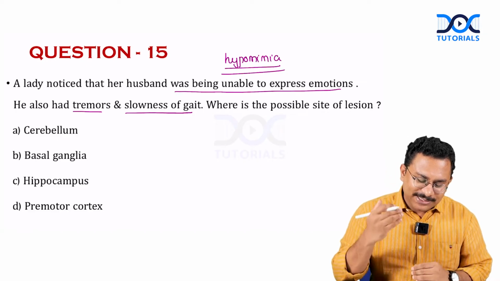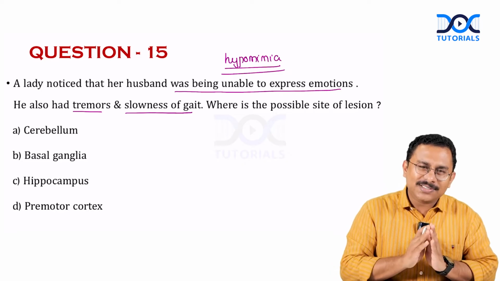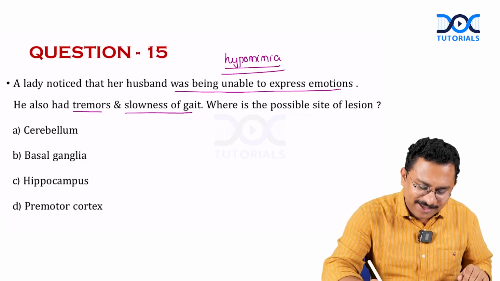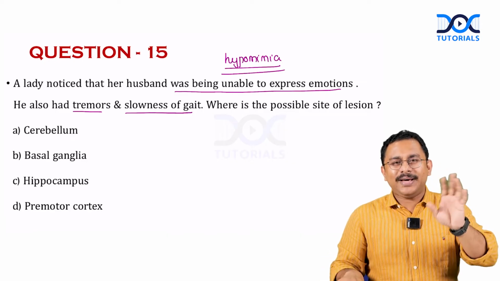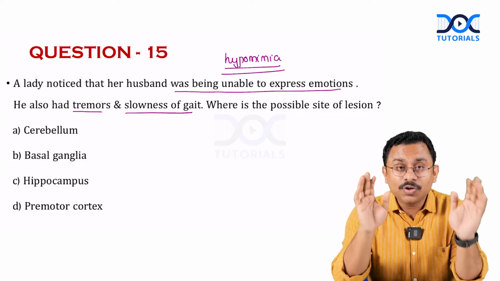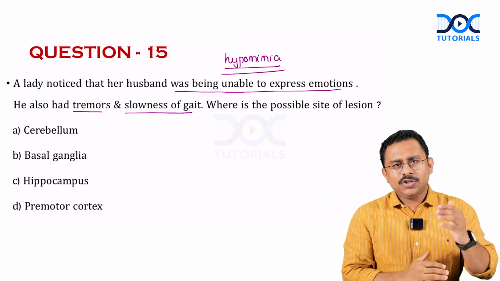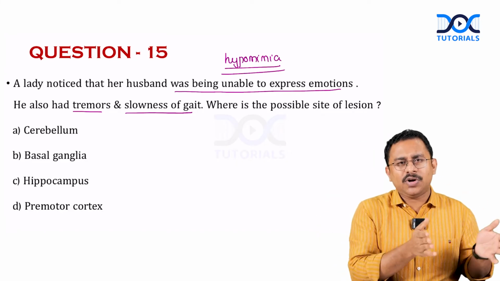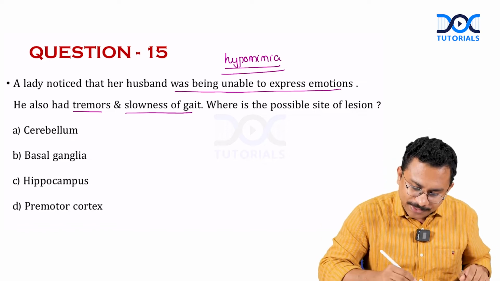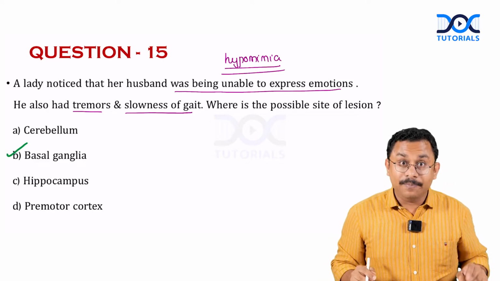So if you look at the options, cerebellum, basal ganglia, hippocampus, premotor cortex, well, straightforward. It's an extrapyramidal system involvement, basal ganglia involvement. See why both of them are equated, extrapyramidal system and basal ganglia? Because most of the extrapyramidal pathways will have a relay in basal ganglia. So when you say extrapyramidal disorders, it's almost equal to saying that this is a basal ganglia involvement. Okay, so the answer here is option B, basal ganglia.